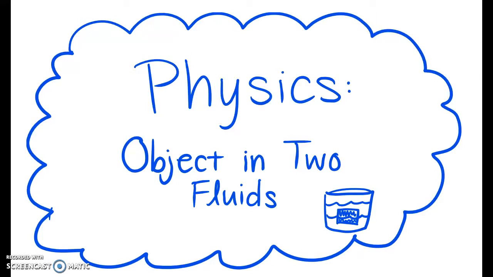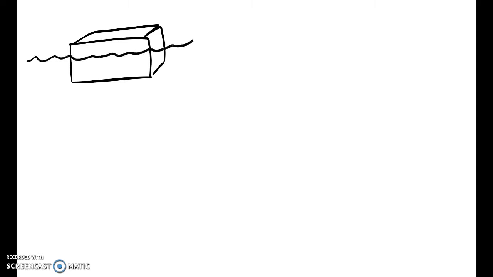Today in physics, we'll be talking about an object in two fluids. So here's a problem. We have a 2 centimeter thick bar of soap. So here is our 2 centimeter thick bar of soap, and it's floating on a water surface, such that 1.5 centimeter of the bar is underwater. So this is our water level, and we know that this total is 2.0 centimeters. And the part that is underwater is 1.5 centimeters. And this is our soap.